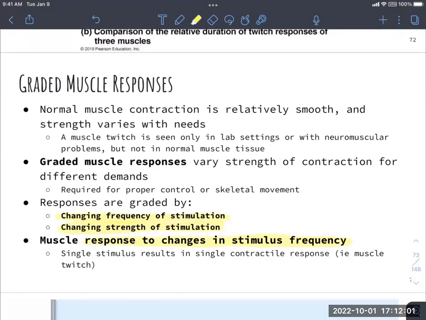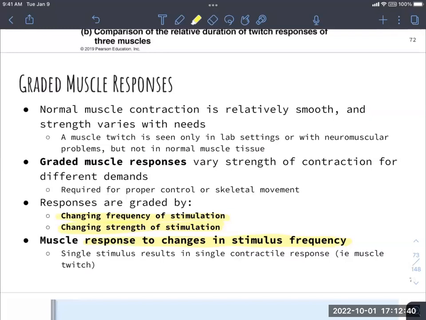And it doesn't matter how much sodium comes in, as soon as we start to get positive in that cell, it's going to start closing off those sodium channels and then releasing potassium. So the strength of that stimulation really doesn't make any difference. It's how fast these impulses, these action potentials, are coming to that muscle cell or that muscle fiber.